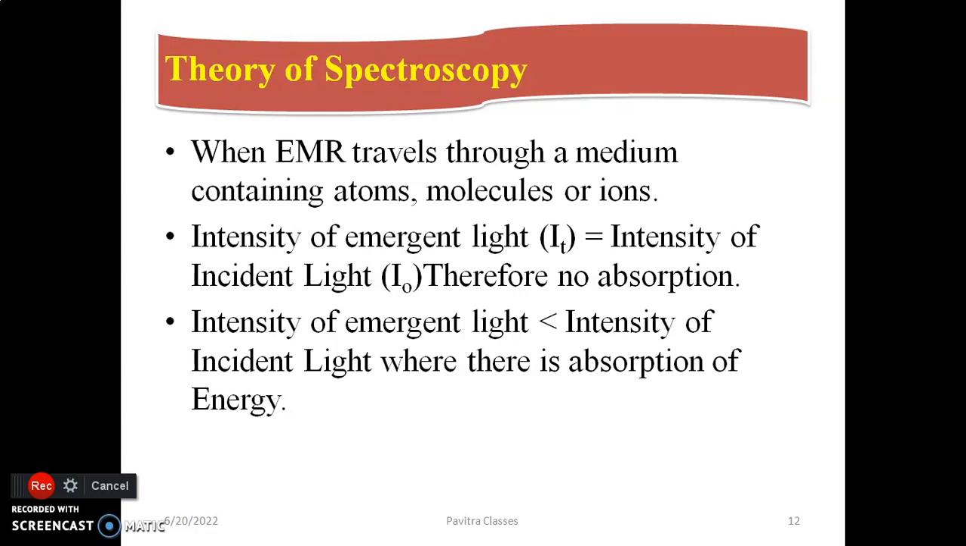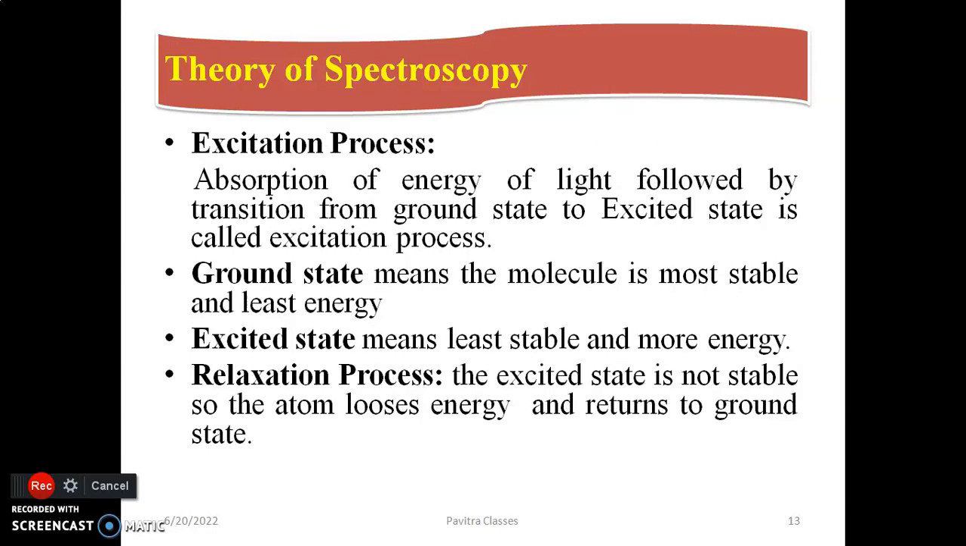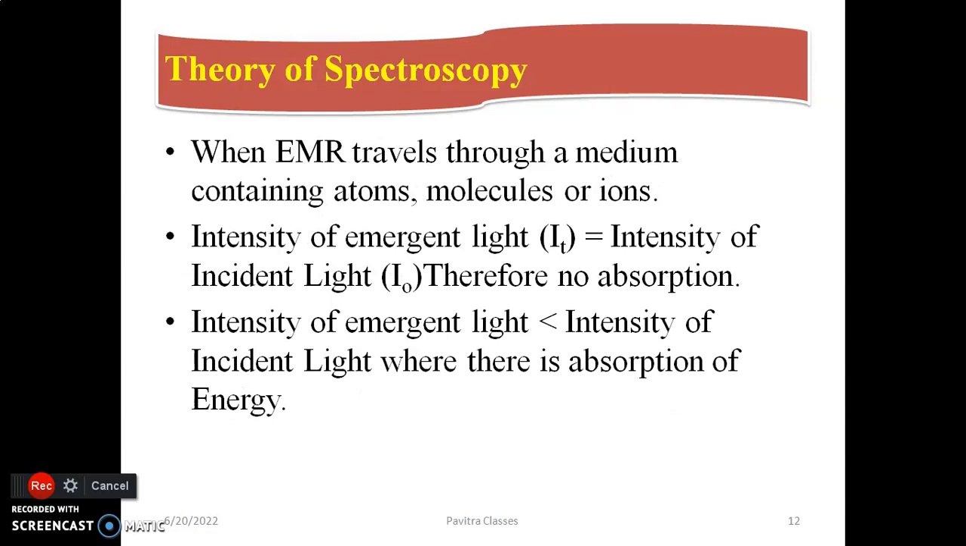Whenever the intensity of the emergent light is less than the intensity of the incident light, some part of the incident light is captured as absorption. So the emergent light is lesser, meaning there is absorption of energy. By this basic principle, we calculate the intensity of the incident light, the intensity of the emergent light, and the absorption in between. This is the basic theory.